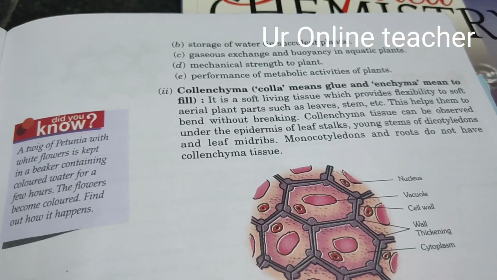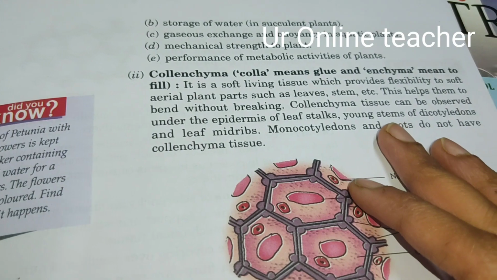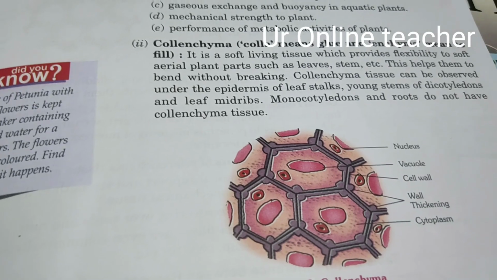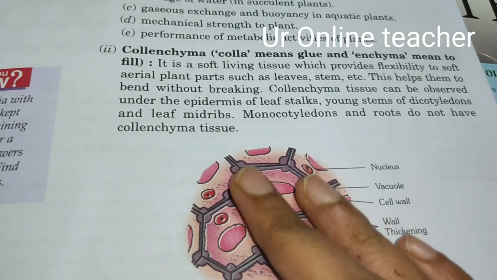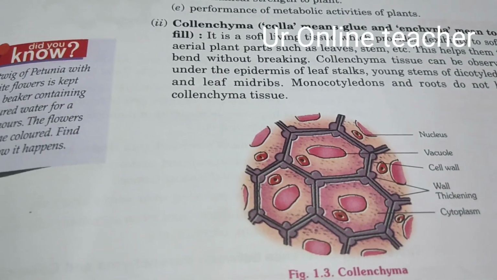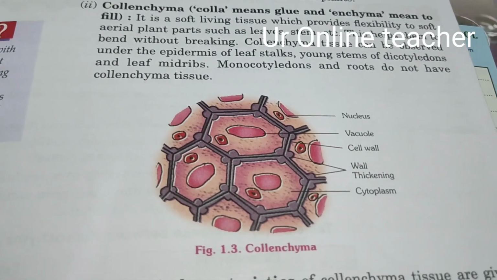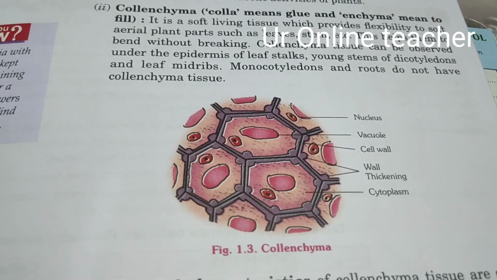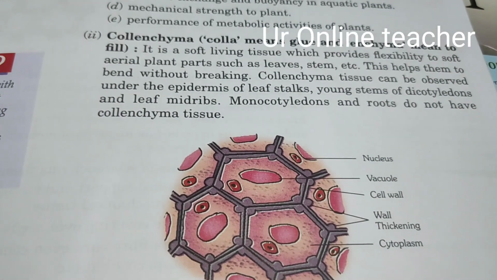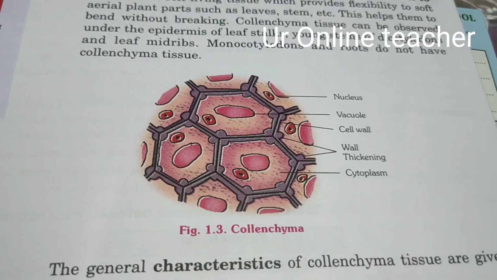of plants. Then collenchyma. Colla means glue, sticky structure, and enchyma means filling. So it is a very soft living tissue which has flexibility because of its sticky nature, and it is present in aerial plants such as leaves, stems, etc. It helps the plants not to break. Because of its sticky nature, it will not break when it bends. Collenchyma can be observed in the epidermis of leaf stalks, young stems of dicotyledonous plants and leaf midribs. When we touch there, we can see some sticky substance. That is nothing but collenchyma. Monocotyledons and roots do not have this collenchyma structure. That's why roots will not be sticky.